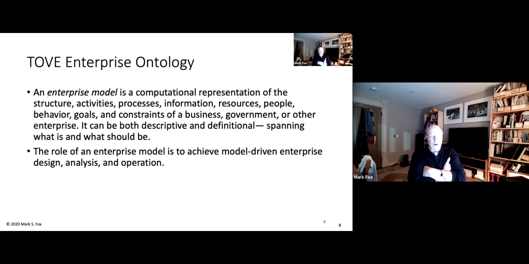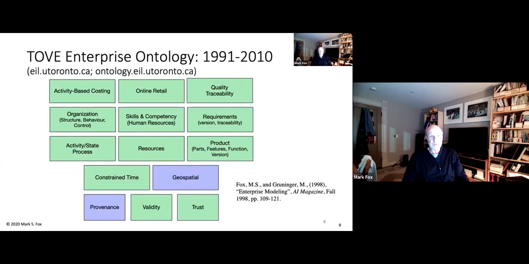So we're looking at a large variety of applications for the ontology within the broad context of enterprises. Over the period of 1991 to 2010, basically 20 years, we have developed the TOVE Enterprise Ontology. We have created ontologies for trust. How do we represent trust in data, validity of data? We've created ontologies for how to represent what's referred to as constrained time, where we can reason about the different constraints on when things can occur.